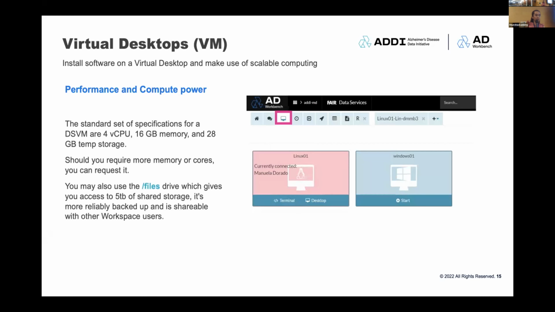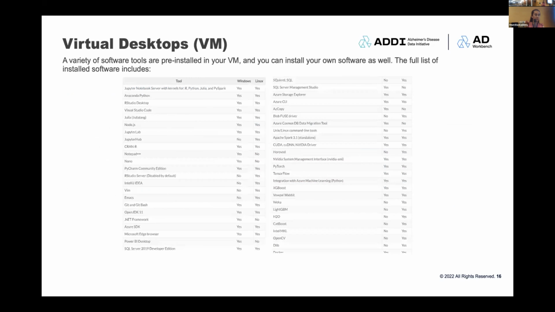But if you want to use the files drive, which is where you can share with other collaborators, then you get 5 terabytes of storage. And these are some of the software packages that are already included with your virtual machine. I'm not going to go over them in detail, but these come pre-installed. If you want to install more, which I did because I like to do a lot of image analysis, I installed FreeSurfer, CAT12, SPM12, and so on. You can also do that.